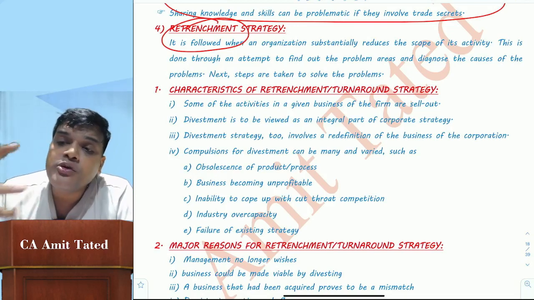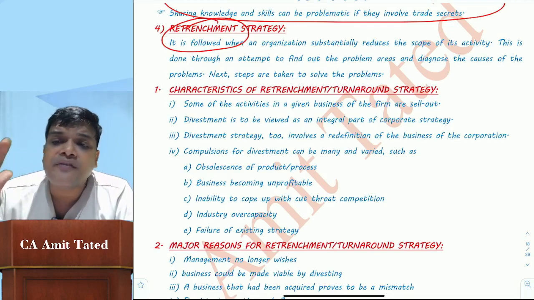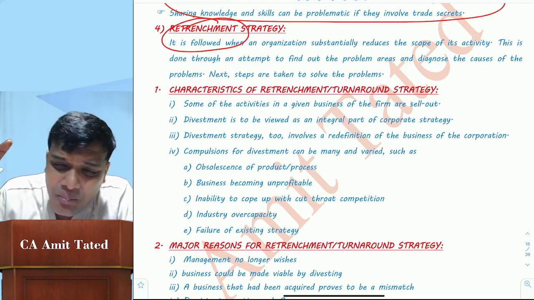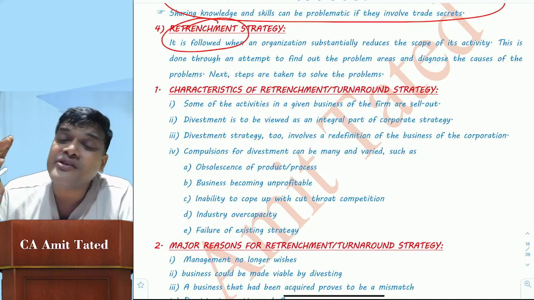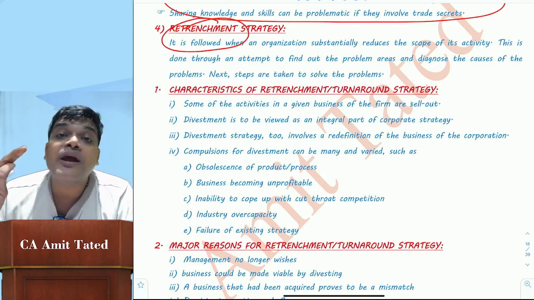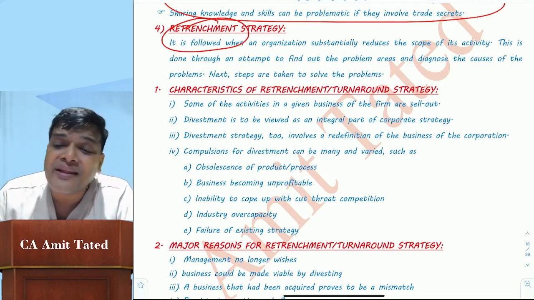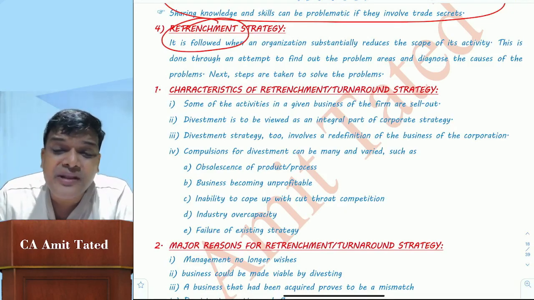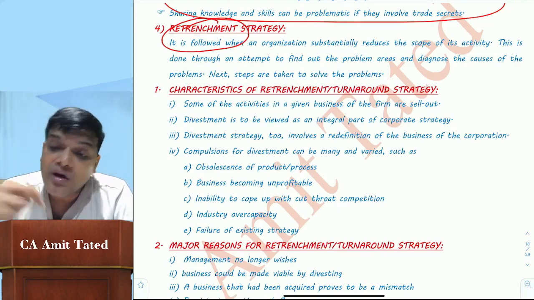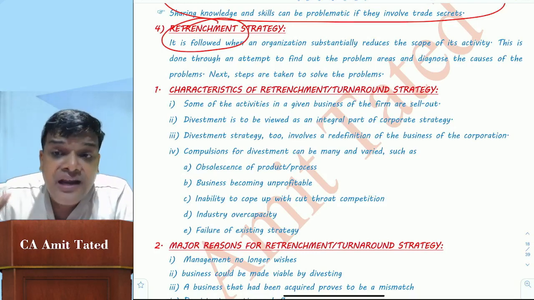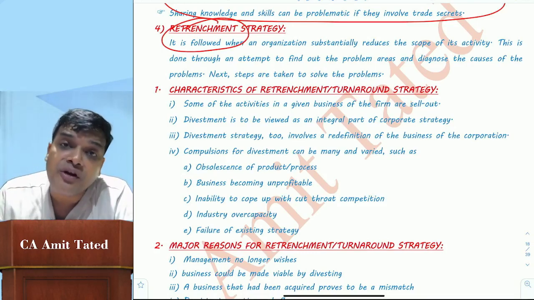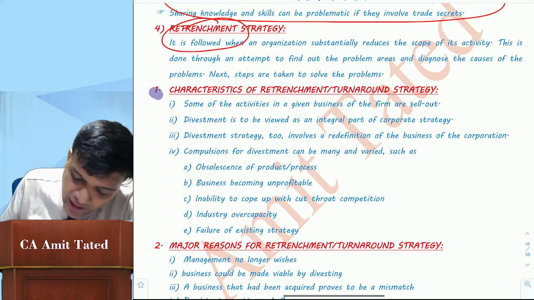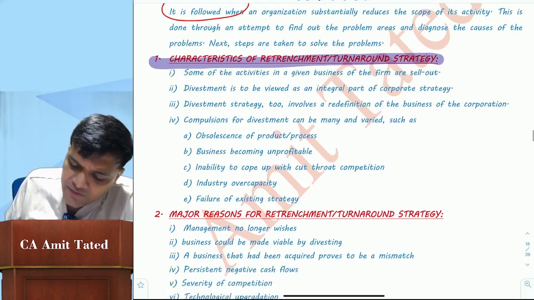When should we use the retrenchment strategy? One important point: when the company is facing losses, the net worth is not there, the company's products are becoming unprofitable, competition is very high, the industry is over capacity, so I should leave the market and focus on some other element. Or we have developed a strategy and it has failed, and that is the reason we should focus on turnaround. So the first question is about the characteristics of retrenchment or turnaround.